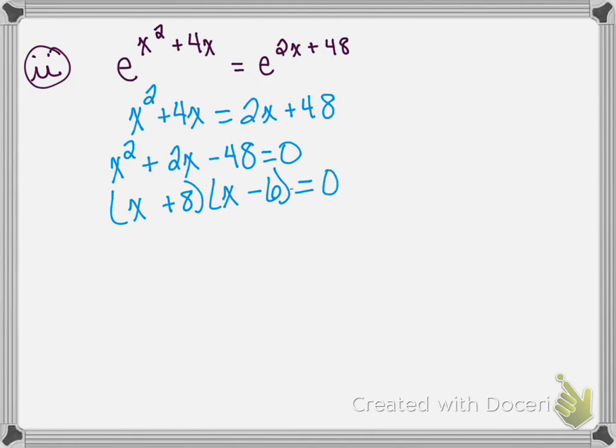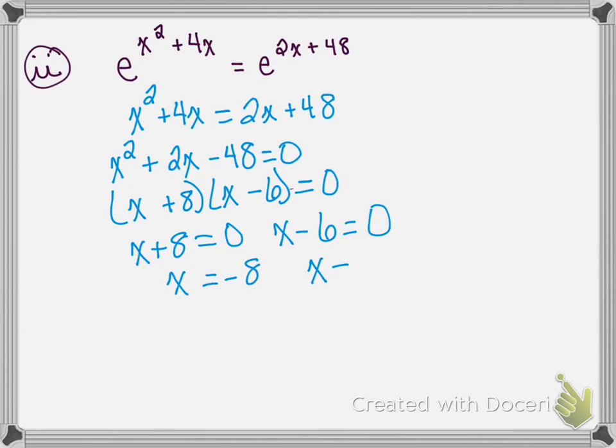The reason for that is because 8 times negative 6 is negative 48, and 8 plus negative 6 is positive 2. I'm going to set each one of these equal to 0. And so my final answers here are negative 8 and positive 6. And again, you want to go back and check just to make sure you're on the right track. With these problems, you don't have extraneous solutions. Sometimes when you square both sides and when you're doing logs, you always want to go check. You're not really checking for extraneous solutions here, but checking is always a good idea.